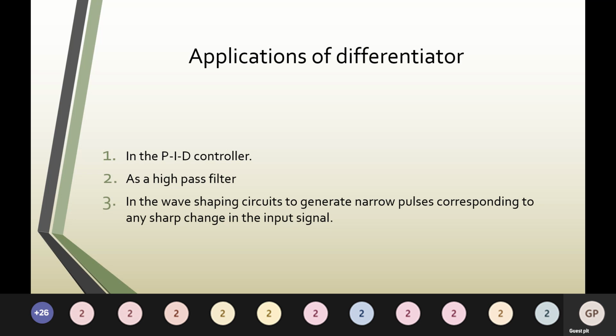In wave shaping circuits, where we want to generate some narrow pulses, you saw just now that when we give a square input, it generates spikes, which are narrow pulses. So in a wave shaping circuit, to generate these narrow pulses corresponding to the input, we can use this differentiator circuit.